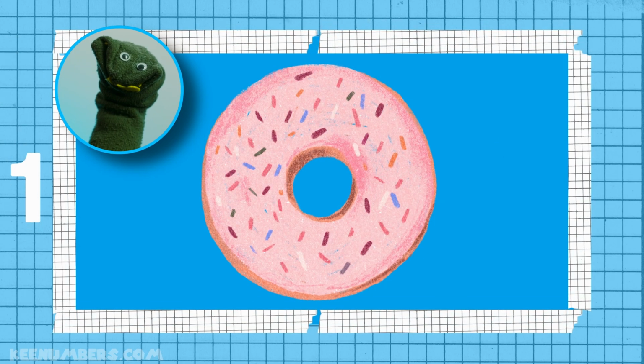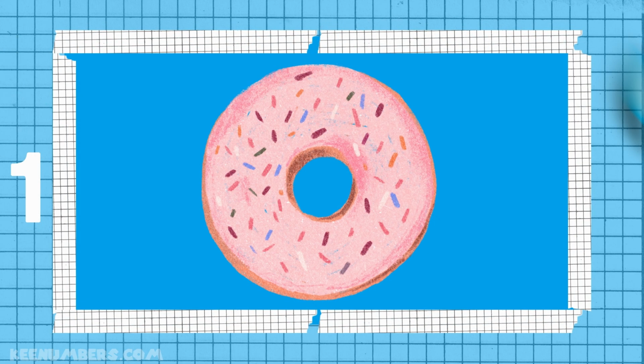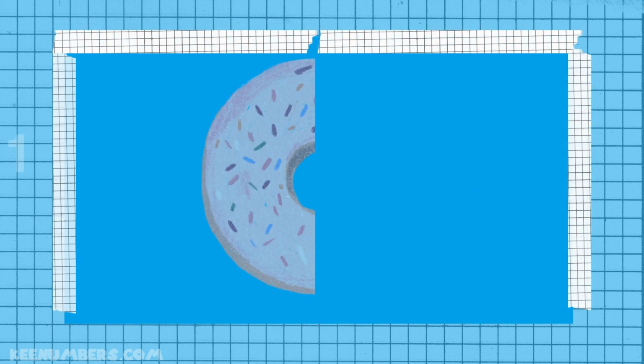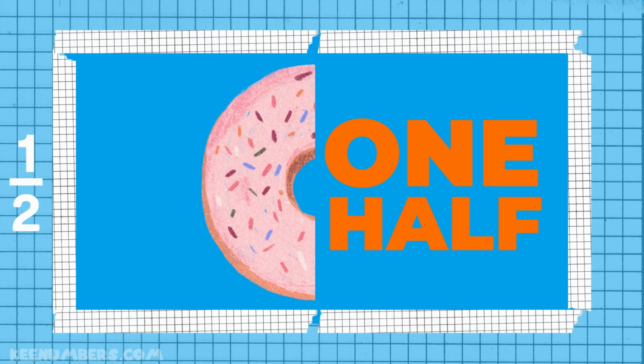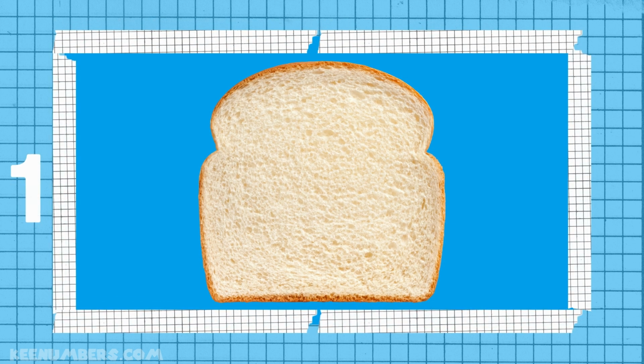What about a whole donut? Now, if you wanted to share a donut with 2 people and you only had 1 donut, you could cut it in half. Each person would get 1/2, 1/2. That's how we write the 1/2.